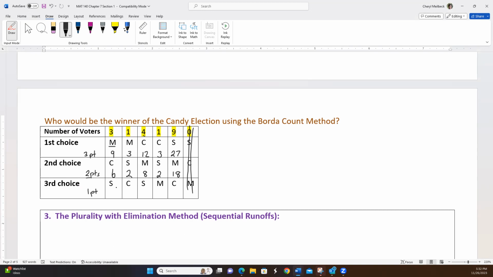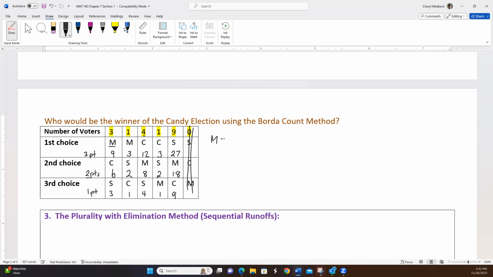In our last column, each candidate will get 1 point for each vote they receive. So S is going to get 3, C will get 1. S here will get 4. C will get 1. And here M will get 1. And here C will get 9. Now we just total up these points.